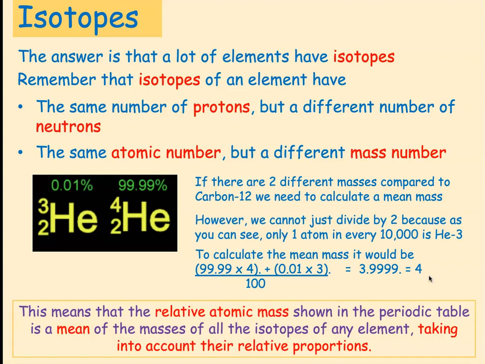So this means that the relative atomic mass shown in the periodic table is not just a comparison with carbon-12, but it's also a mean of all of the isotopes of any element, taking into account how much you've got of each isotope.